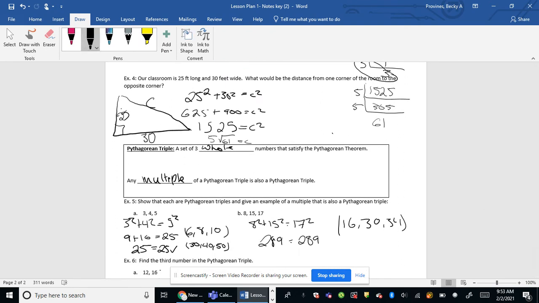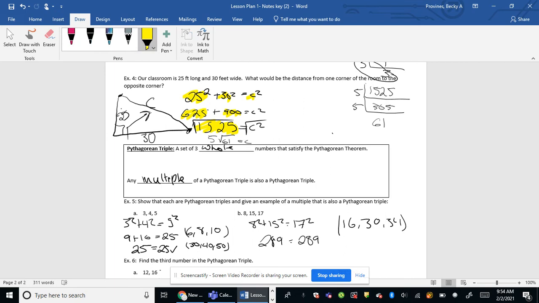All right, so these dimensions are for Mrs. Provine's classroom. They are roughly accurate. So if we have a classroom that is 25 feet long and 30 feet wide, what is the distance from one corner of the room to the opposite corner? So we've got our right angle right here because it's a classroom, it's a rectangle. And then the side opposite will be C. So we set it up with Pythagorean Theorem. 25 squared plus 30 squared equals C squared. 25 squared is 625. 30 squared is 900. If we add those together, we get 1,525. And now we need to take the square root of both that and C squared.